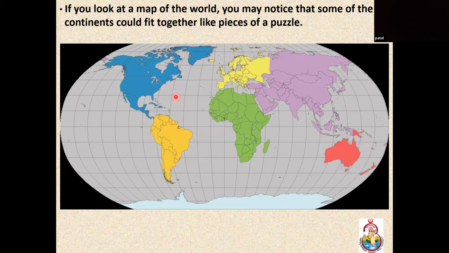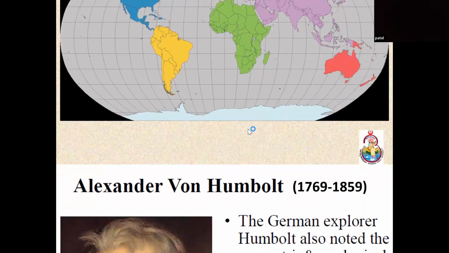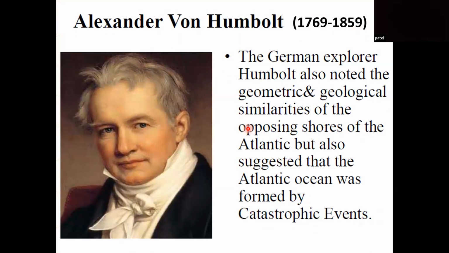Later on, Alexander von Humboldt noted this geometry. What is the geometry which I showed? The geometry he has noted, and geological similarity he noted in the opposing shores of the Atlantic Ocean. And then he suggested that the Atlantic Ocean was formed due to some catastrophic event.